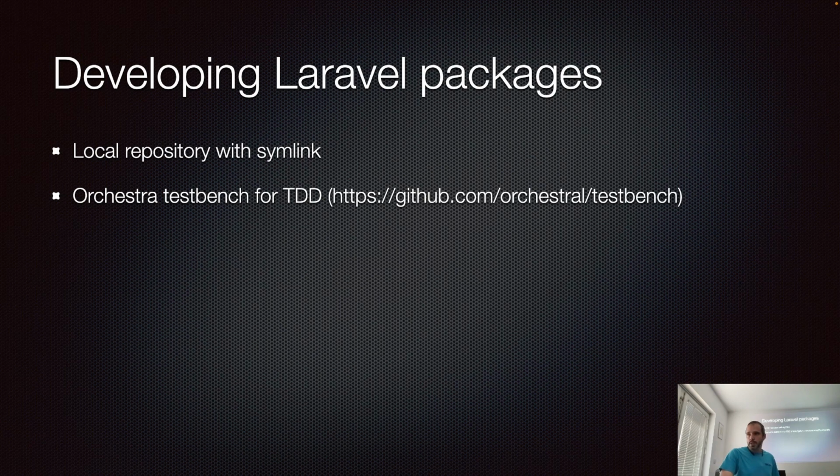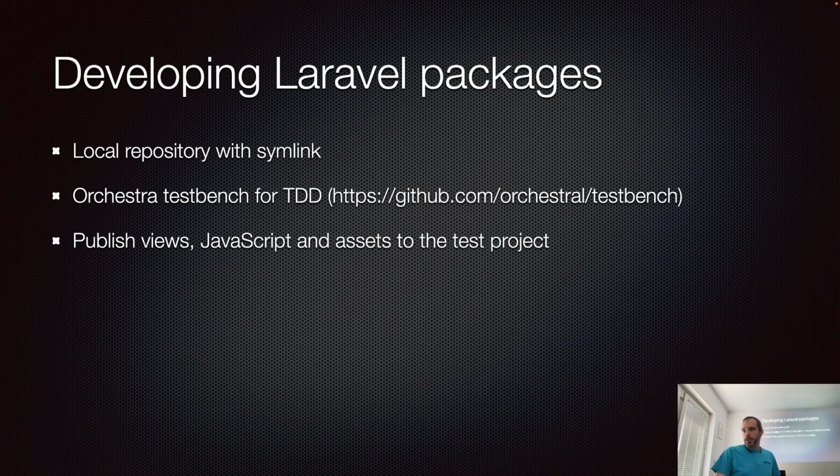We use Orchestra Testbench for test-driven development. So we publish views, JavaScript, and assets to the test project. That's a bit of a painful point because that needs to be done over and over again. So you change something in the JavaScript, you have to publish it again. And what I like to do in these cases, I do the initial version in the package, publish it, and then work on that part in the project. And when I finish, then I just copy back the result to avoid this publish over and over again.